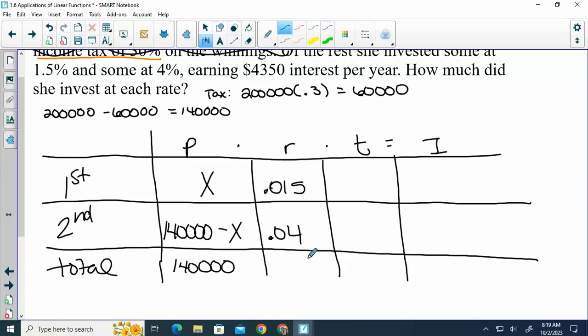Earning $4,350 interest per year. So did I give you the interest rate? No, I just told you how much interest she's going to earn from that. So, where would that number go? Yep, it's the I for the total. Okay, it was per year, so my time would be 1 year. All right.